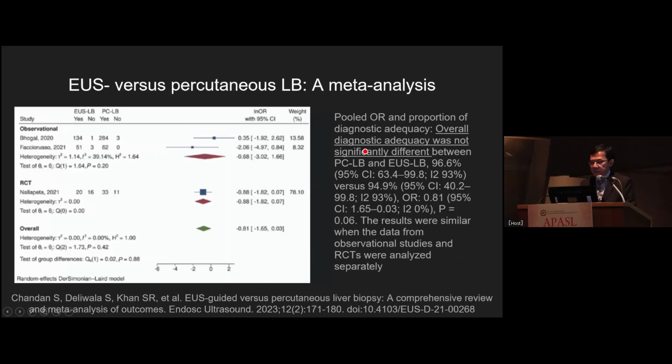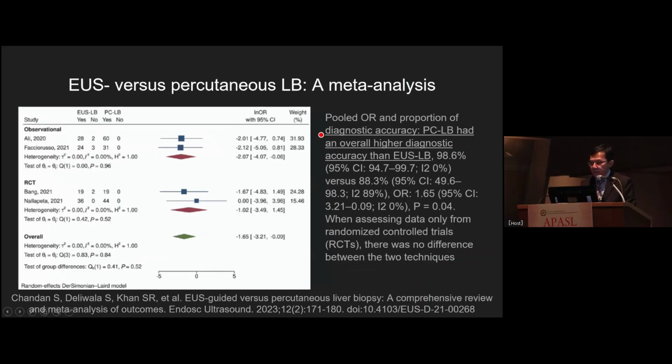In this meta-analysis, they found that overall diagnostic adequacy was not significantly different between percutaneous liver biopsy and EUS liver biopsy. And when the results were analyzed only in observational studies and RCTs, they were similar in terms of diagnostic adequacy. Then for diagnostic accuracy, percutaneous liver biopsy had overall higher diagnostic accuracy than EUS-guided liver biopsy. However, if analyzed only from randomized controlled trials, there was no significant difference in this parameter.